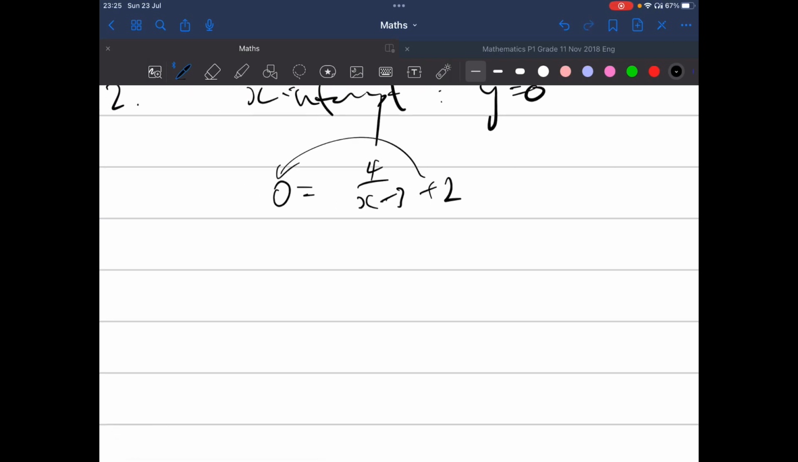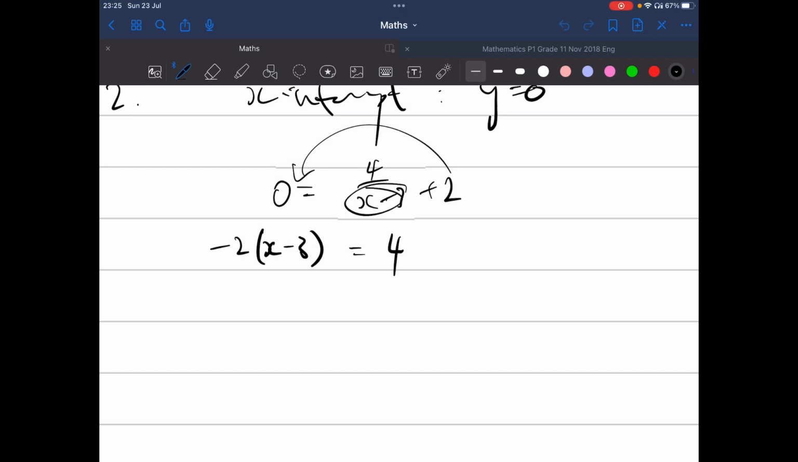So I'll bring this to the other side. So I'll have minus 2. And now I'll multiply everything by x minus 3. X minus 3 equals 4. Okay, so I basically just brought that to that side. Multiply this through everything so that it becomes 4 on its own.